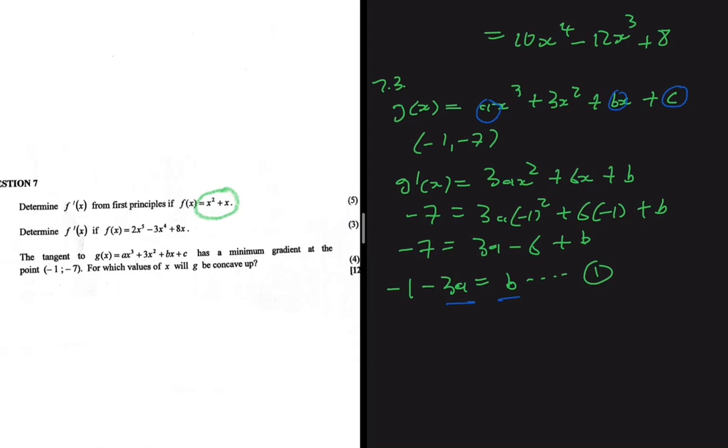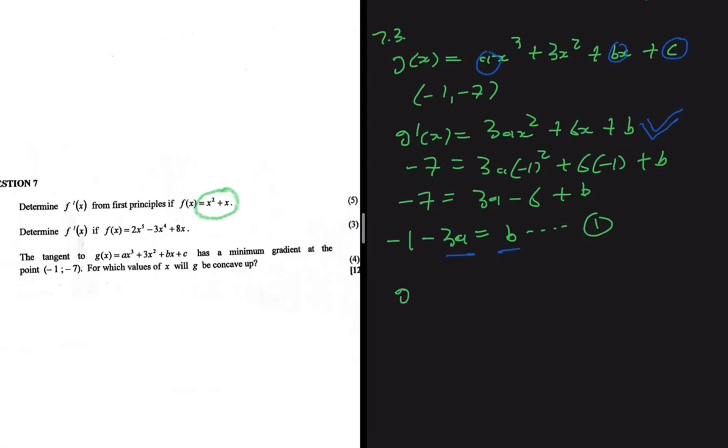We are going to use the fact that at -1 and -7, we find the minimum gradient of this graph here. So we can derive that equation again and equate to 0. Let me show you what I'm talking about. So we can say that g prime of x basically is equal to, if we derive that, 6ax plus 6 equals 0. That's where the minimum gradient is. Minimum gradient is equal to 0.